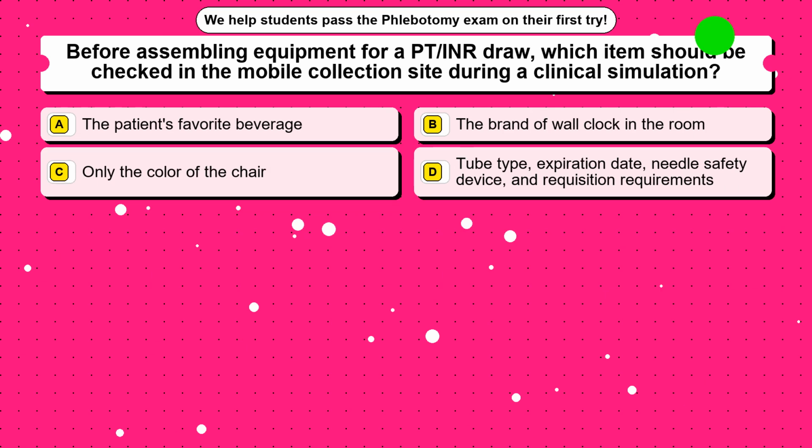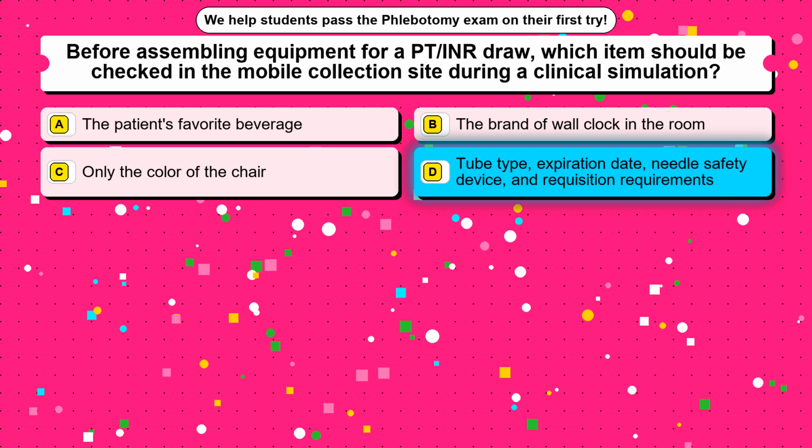Question 87. Before assembling equipment for a patient/INR draw, which item should be checked in the mobile collection site during a clinical simulation? Option A. The patient's favorite beverage. Option B. The brand of wall clock in the room. Option C. Only the color of the chair. Option D. Tube type, expiration date, needle safety device, and requisition requirements.